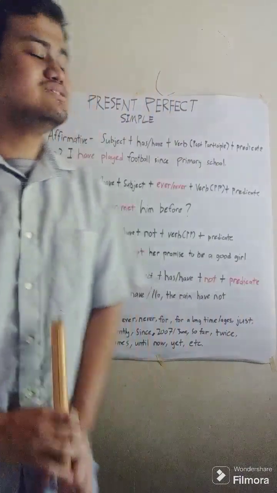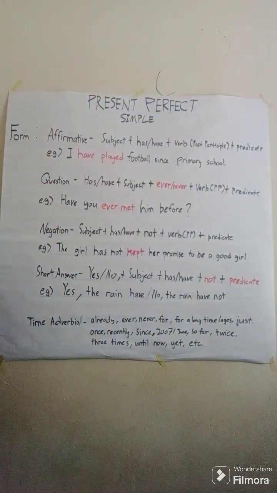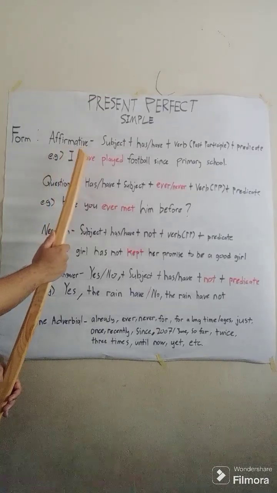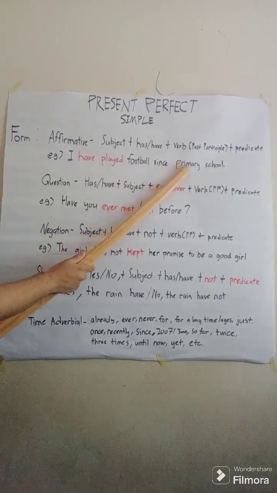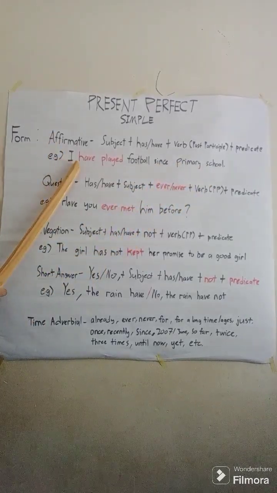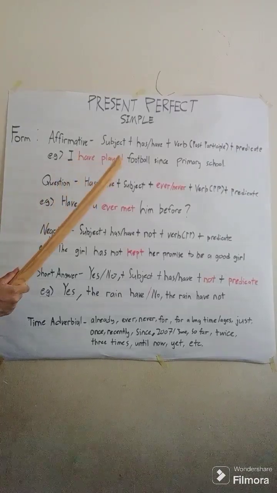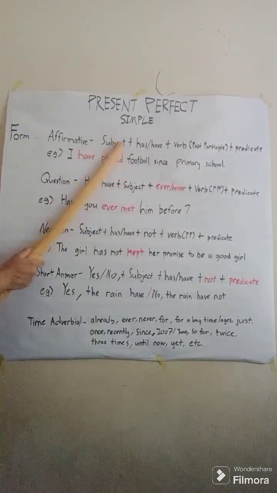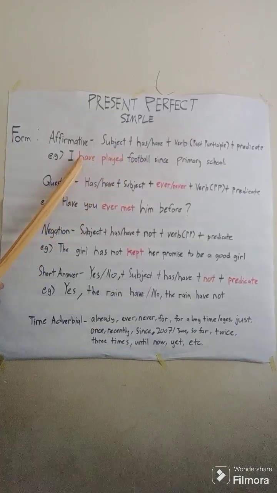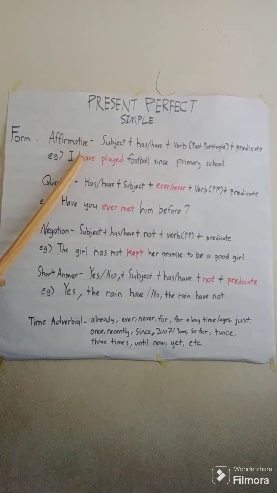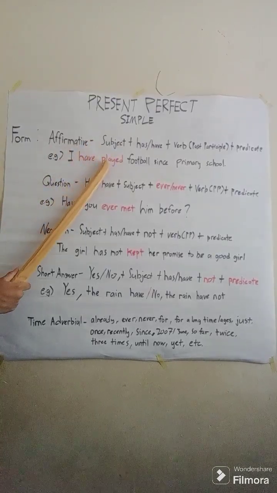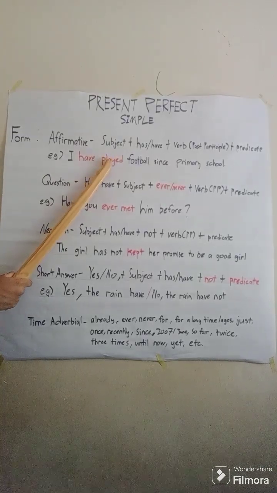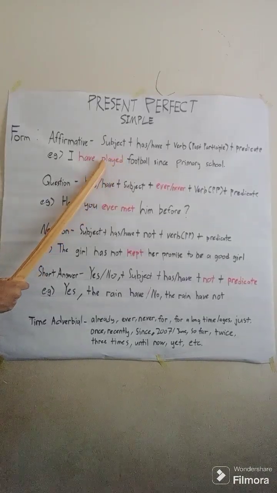Okay? So here is the example for sentences in affirmative form. Okay, so I have played football since primary school. So I have put the verb to have and also the verb in past participle form in red marker here. Okay, so why do we use this verb to have? Because this verb to have agrees with the subject I. And for the verb play, we put the ed suffixes because play is a regular verb.